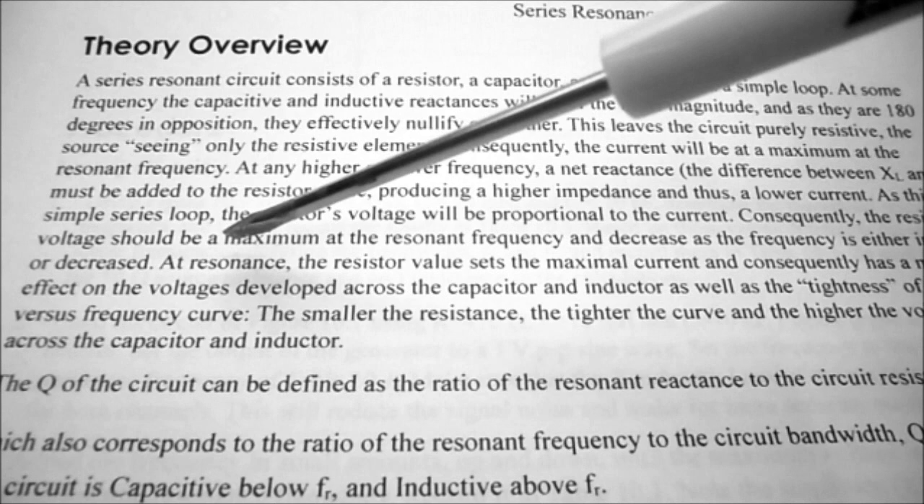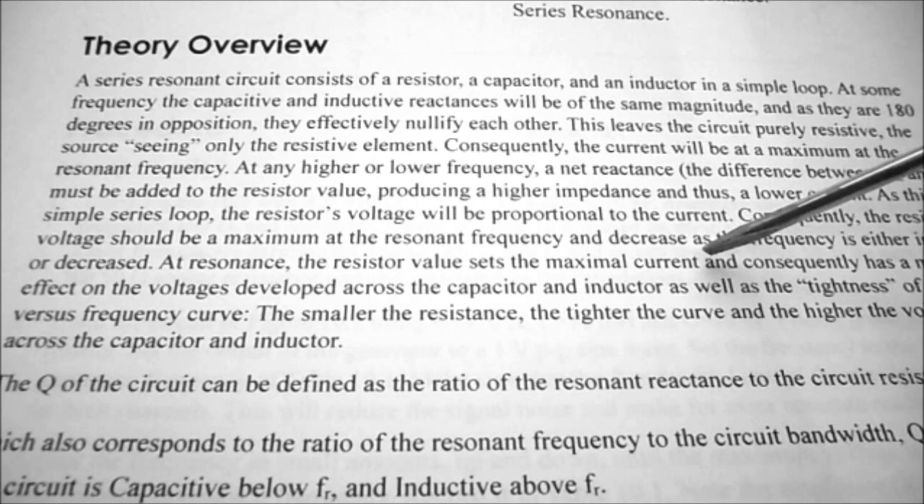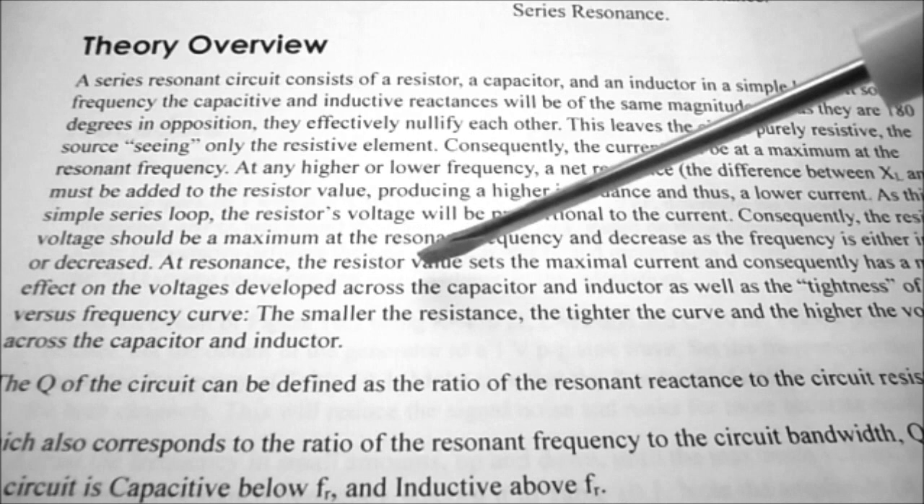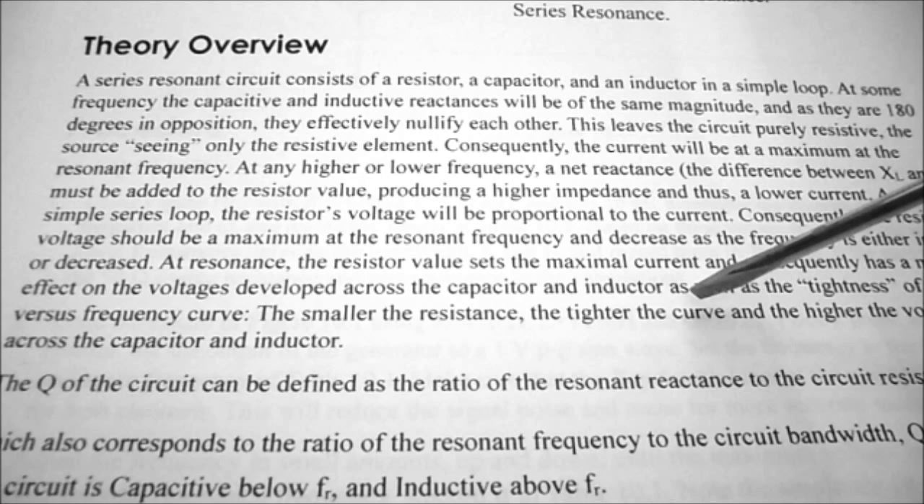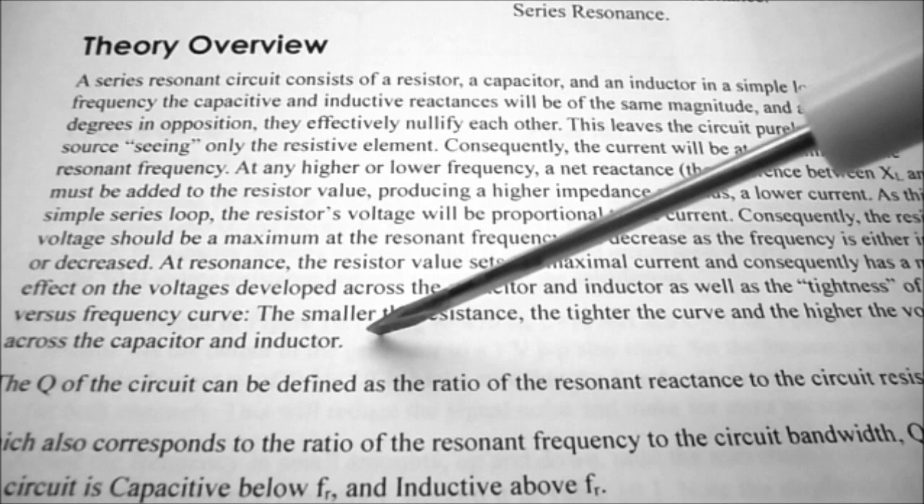Now it says here, at resonance, the resistor value sets the maximum current and consequently has a major effect on the voltages developed across the capacitor and inductor, as well as the tightness of the voltage versus frequency curve. The smaller the resistance, the tighter the curve, and the higher the voltage seen across the capacitor and inductor. So we're going to be watching for that when we do the lab today.